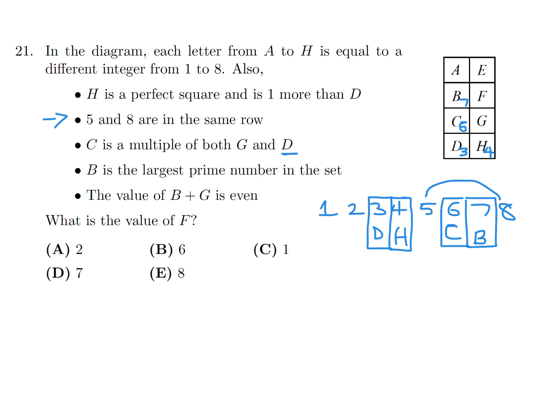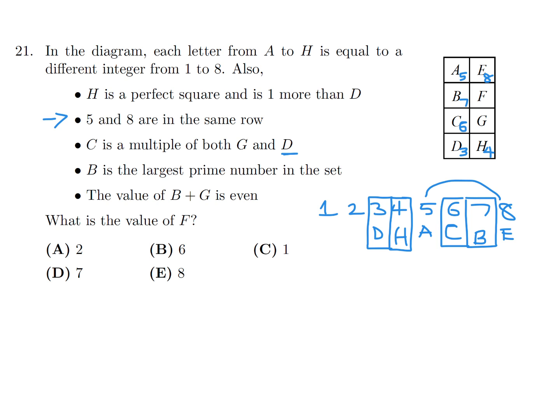Then we can go back here. 5 and 8 are in the same row, so that's obviously up here. I don't know which one is the A, so I'm just going to assign A to this guy and E to this guy, but they're in the same row. Okay, now we're kind of getting somewhere.